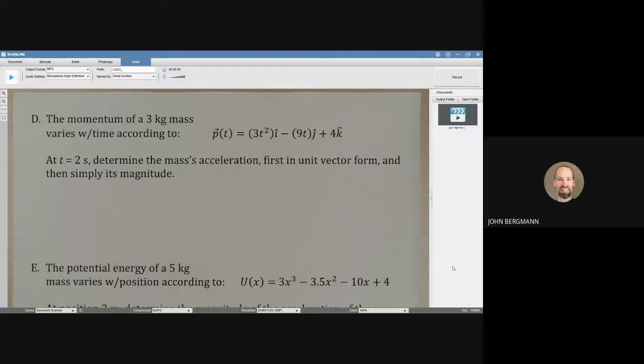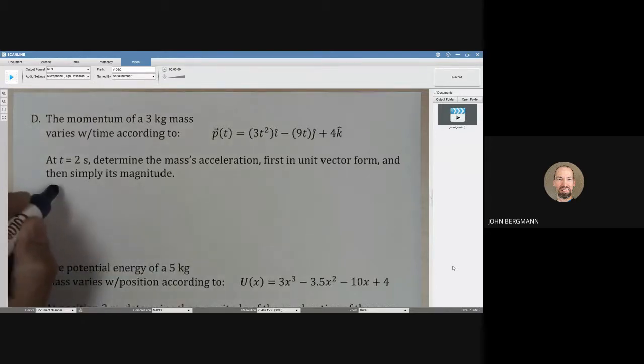So here we have the momentum of a 3 kilogram mass varying according to this equation, and we want to know the mass's acceleration at a time of 2 seconds. To find the acceleration, it's helpful if we have the force. Since we have the mass, if we had the force, then we could find the acceleration.